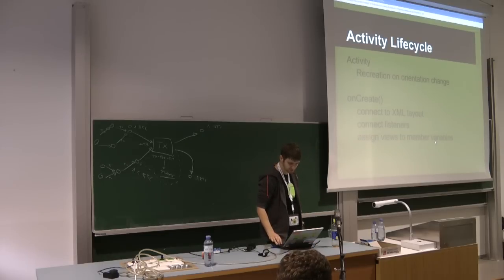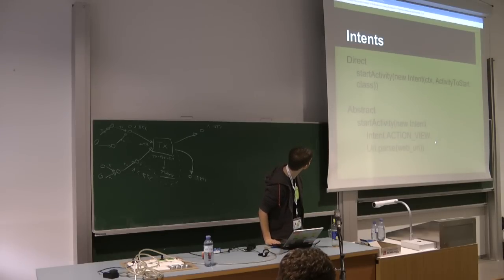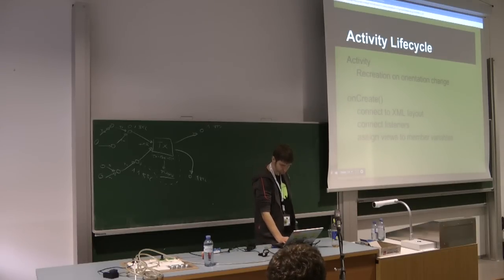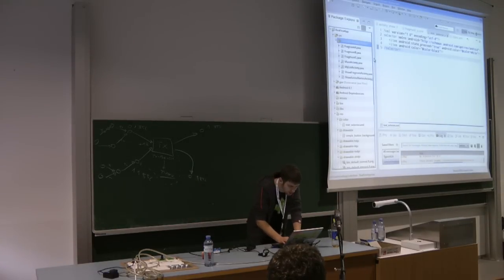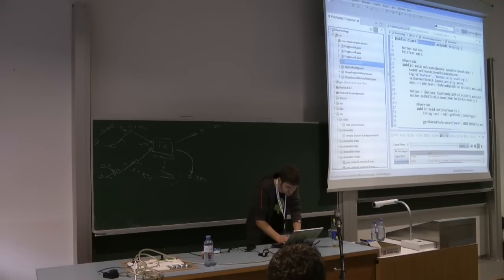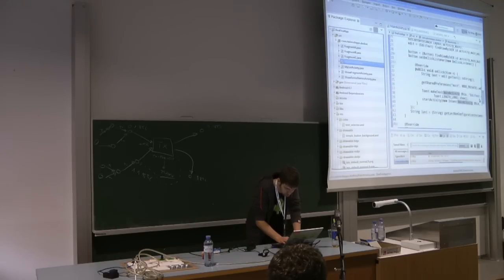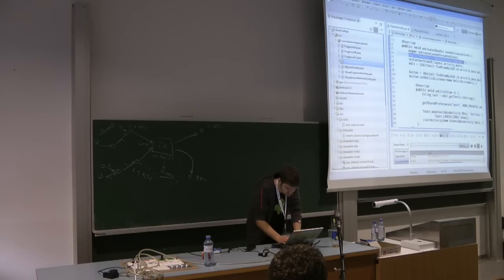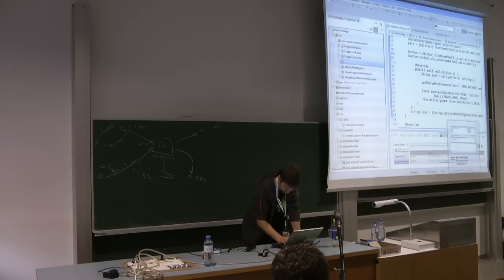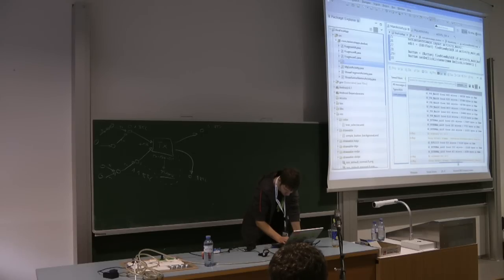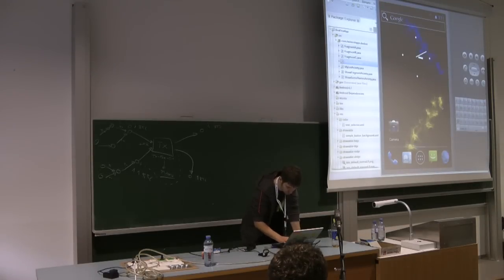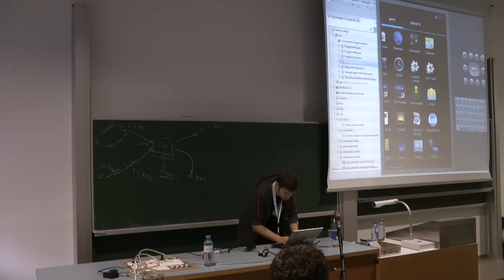So we have already seen the connection to the XML layout, listeners, and the assignment of views to member variables. And maybe we can show it. I have this main activity that you have seen before with a button and so on. And I have added a logging method to log the onCreate method. So if I open the log, okay, then we clear it and start this main activity.